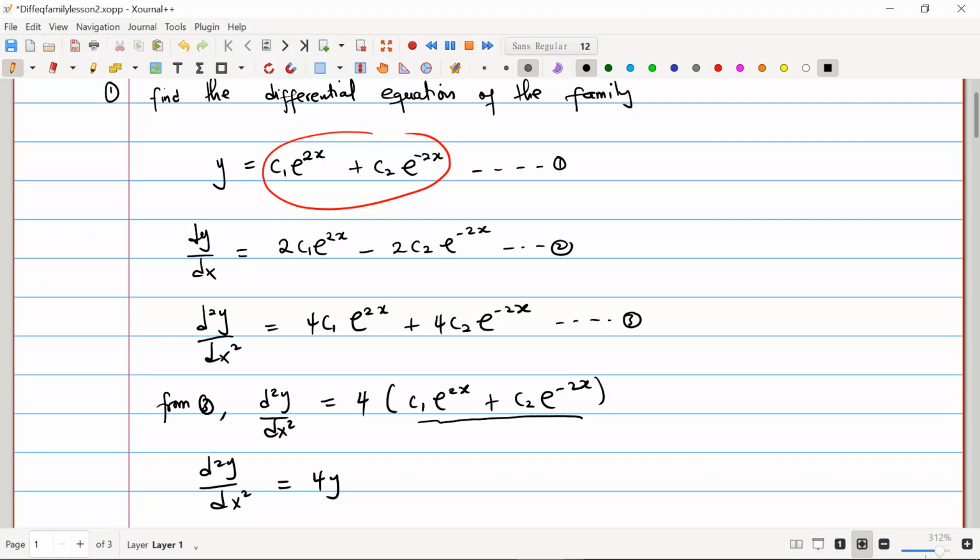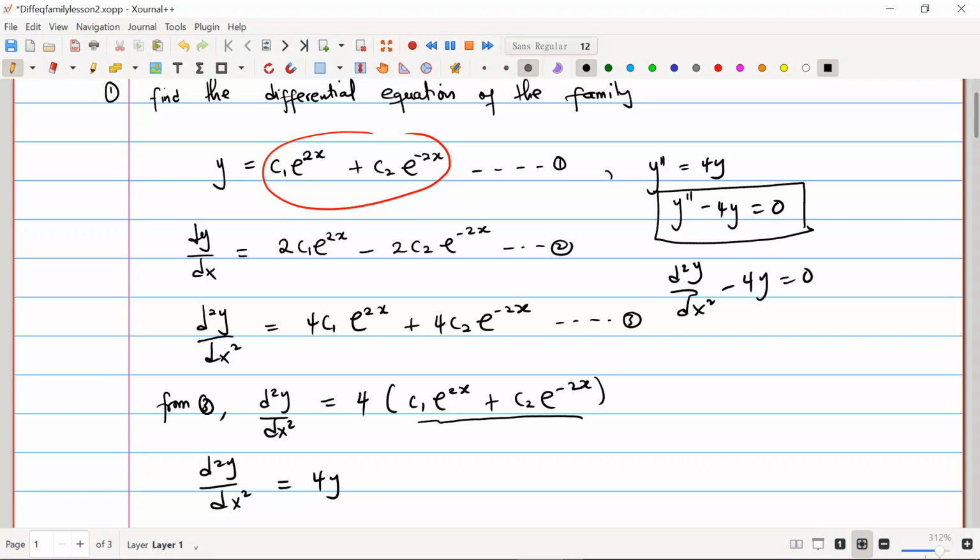And that gives us the differential equation, because once we are able to get an equation that does not have any of the constants in it, we are done. So the differential equation of this family of curves is y prime prime equal to 4y, or d squared y dx squared equal to 4y, or you can say y prime prime minus 4y is equal to 0. And that is your differential equation. In some other representations, you can say d squared y dx squared minus 4y is equal to 0.